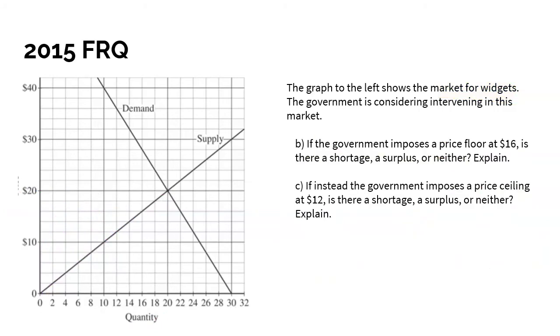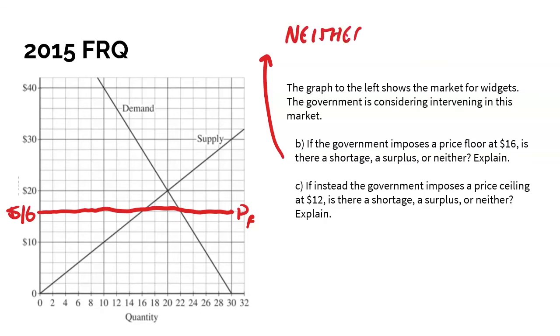Part B, if the government imposes a price floor at $16, all right, so let's say at $16, so 2, 4, 6, 8, 10, so 2, 4, 6, so $16 is right here. And this is going to be our price floor. Is there a shortage, a surplus, or neither? Explain. Well, for part B, the answer is actually going to be neither, right? So why is there not going to be a shortage or a surplus?